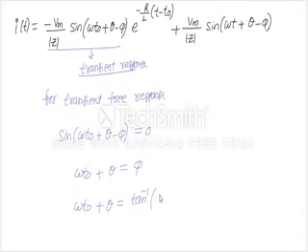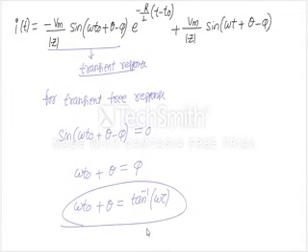Omega t naught plus theta is equal to tan inverse of omega tau, I can write now. Isn't it? This is the condition for transient free response if the switch is operated at other than t equal to 0, some other time.